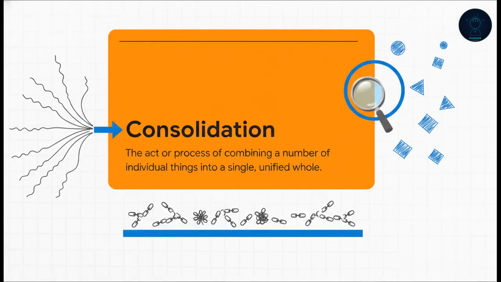But then, we introduce the second word, and the dynamic shifts entirely. Consolidation: the act or process of combining a number of individual things into a single, unified whole. It's the physical and mathematical act of unification. Notice the massive contrast here. If debt is all about multiple tethers and various obligations pulling you in a million different directions, consolidation is the exact opposite force. It is the act of bringing things together. Honestly, it's an act of sheer organization.